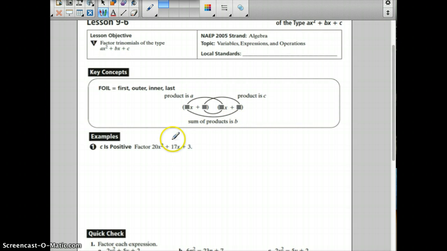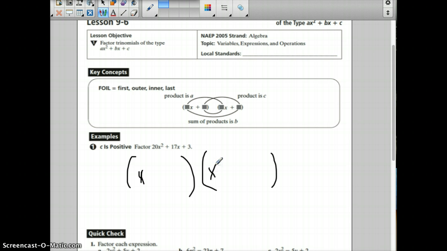So we've got 20x squared plus 17x plus 3. And what I recommend doing is, again, starting off with your two binomial parentheses. That kind of gets things going. And then you can look at your term here, and I have an x squared, and I don't have any variables at the end here. So I know my first terms are going to have x's in them, okay?